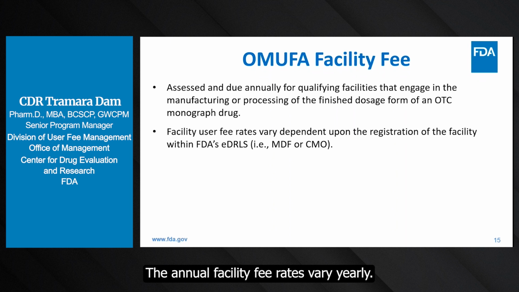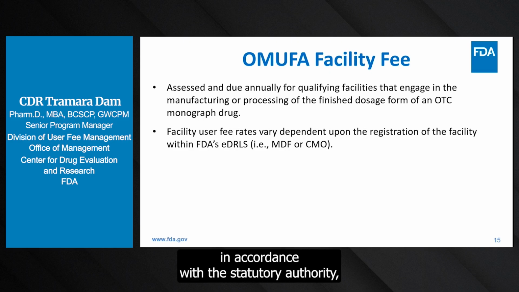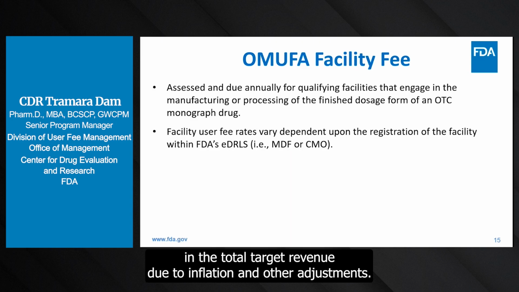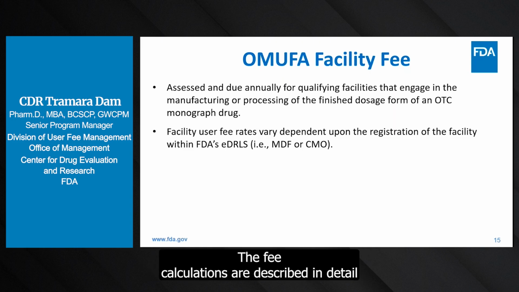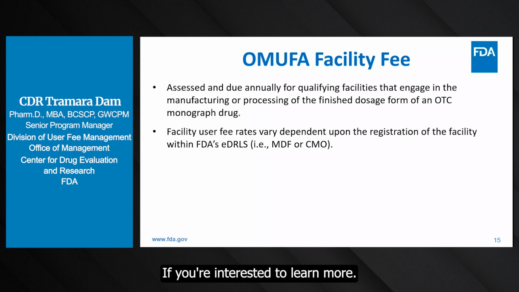The annual facility fee rates vary yearly. FDA calculates fees in accordance with the statutory authority, considering factors that include number of fee-liable facilities, ratio of MDF to CMO, and increases in the total target revenue due to inflation and other adjustments. The fee calculations are described in detail in the most recent Federal Register notice published on March 21, 2025, if you're interested to learn more.